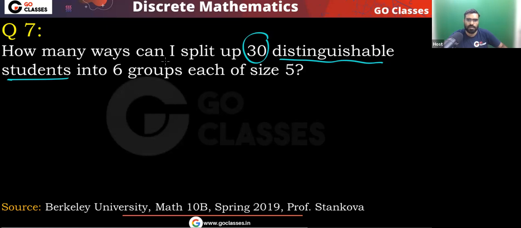You want to split these students into 6 groups of size 5. Some students are saying DOIB. This template is the DOIB template. First of all, you want a total of 6 groups.